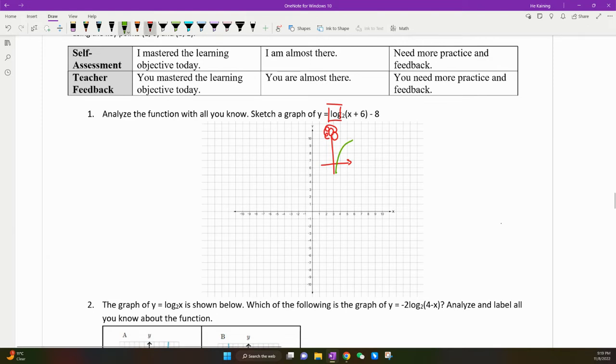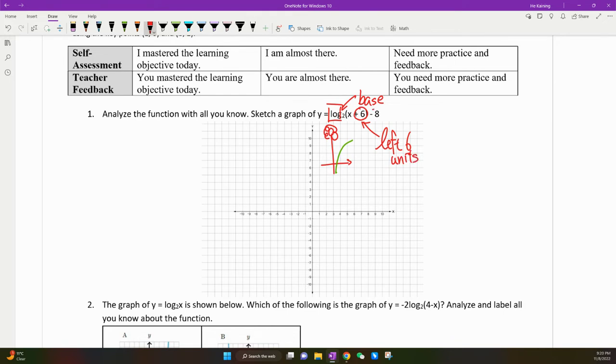And then the next thing is I see the 2. That means my base is 2. It wasn't actually telling you much, but you still have to label it. And then x is in the normal place. I don't really care about the x. I care about the plus 6. The plus 6 happened inside the parentheses. That means I need to think about the x's, because it's talking about left, right. Now I need to write down left 6 units.